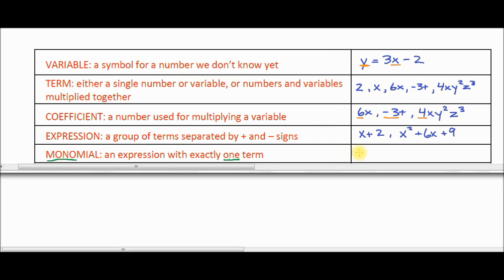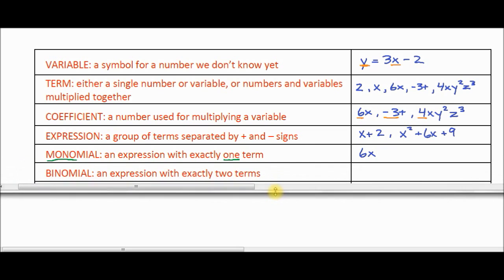So here's a monomial. Already seen it a bunch of times. 6x. In fact, 2 is a monomial, x is a monomial, 6x, all of these terms are monomials because each is just an expression with exactly one term. Notice again, no equal sign. That's why we call it an expression.